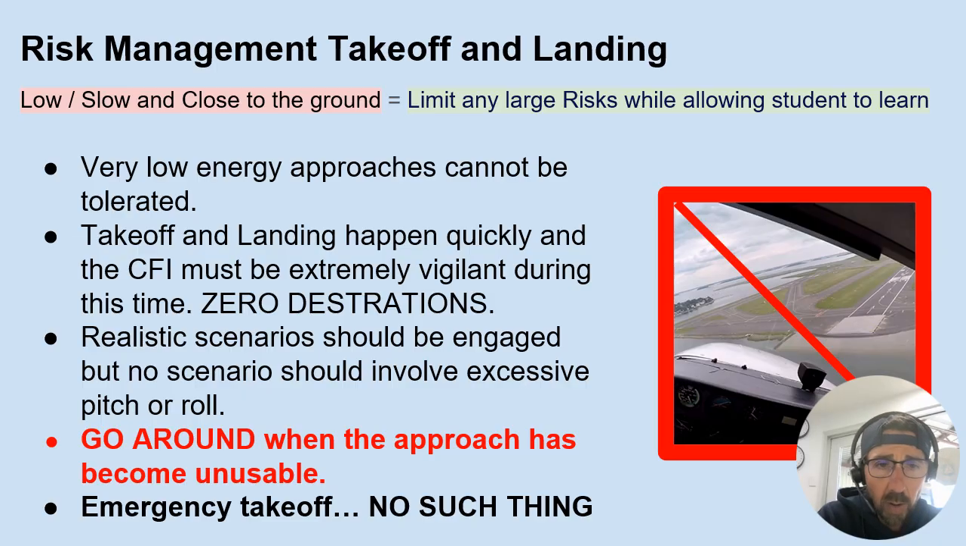And always go around. If things don't look right, let's go ahead and execute that go around to make sure that we remain safe. And then emergency takeoffs, there's no such thing as an emergency takeoff. There's only an emergency landing. So if things aren't right, if the conditions aren't correct, or if your student doesn't seem like they're ready, go ahead and taxi back around, have a discussion, and then when you're ready, go ahead and take off. But there's no emergency takeoffs.